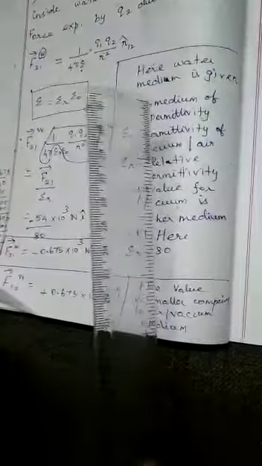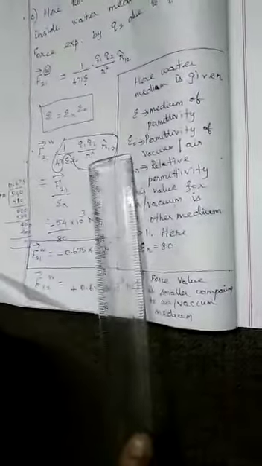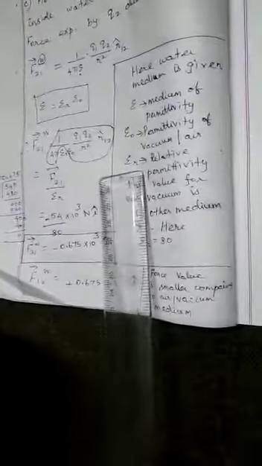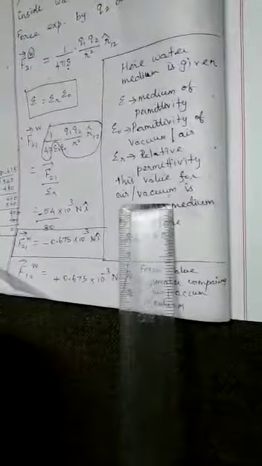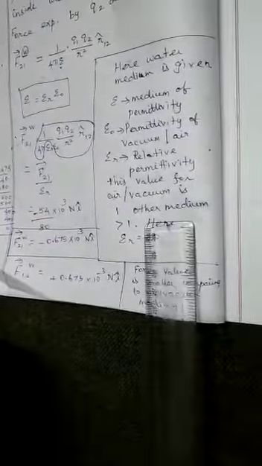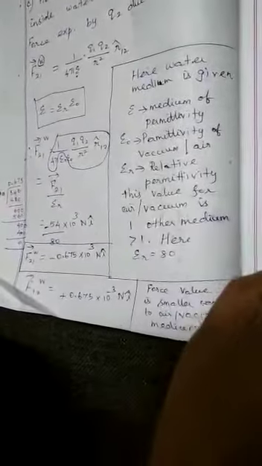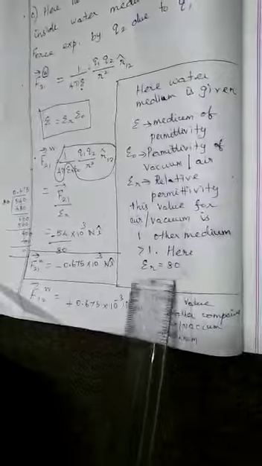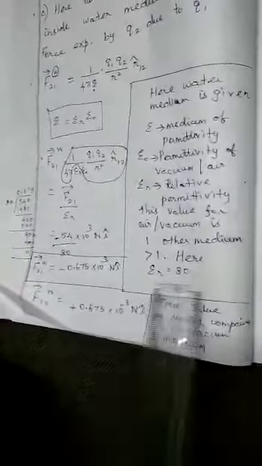What are epsilon and epsilon naught? Epsilon is the permittivity of the medium. Epsilon naught is the permittivity of vacuum or air. Epsilon R is the relative permittivity. This relative permittivity value for air or vacuum is always 1. If we take another medium, that value is greater than 1. Here we are taking the water medium, and the value of epsilon R is given in the question itself as 80.